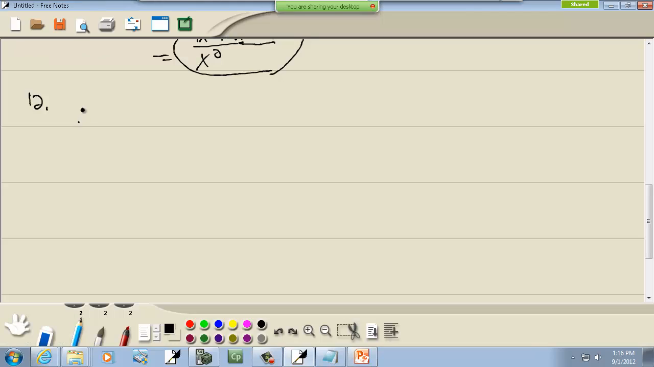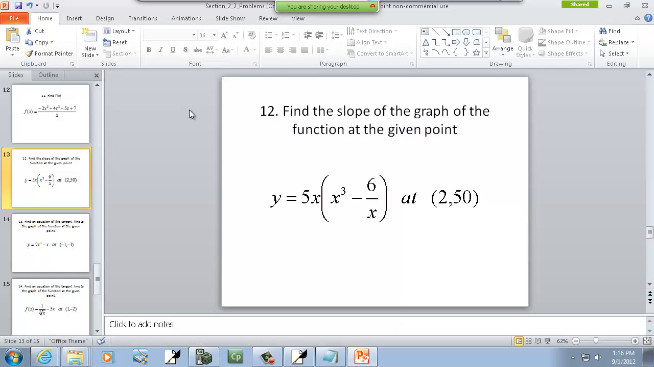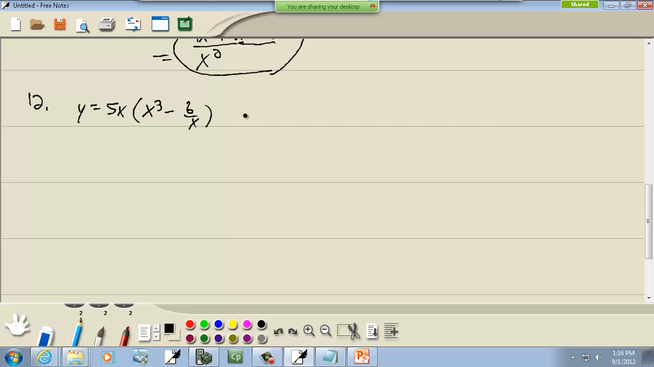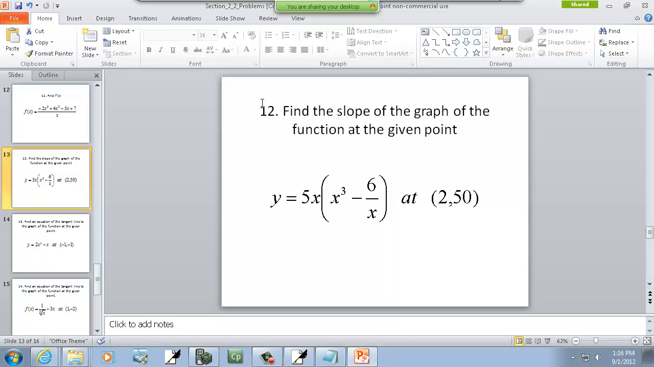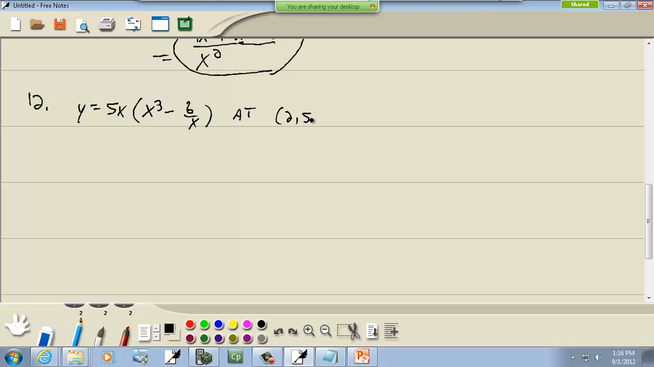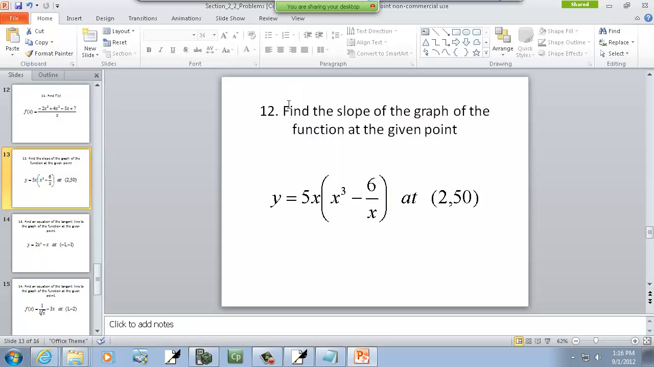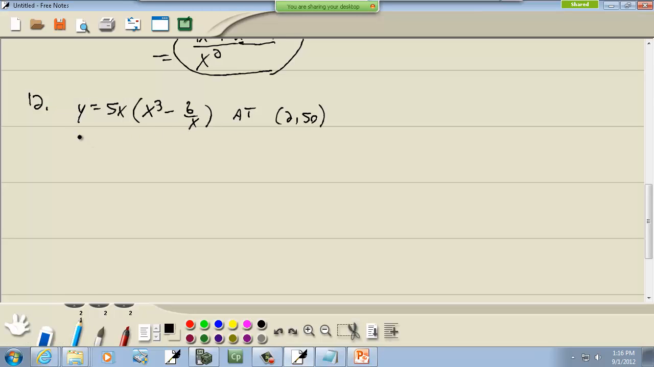We got y is equal to 5x times x to the third minus 6 over x at 2, 50. The instructions say find the slope of the graph of the function at a given point. So this is finding the slope of the graph at a given point.